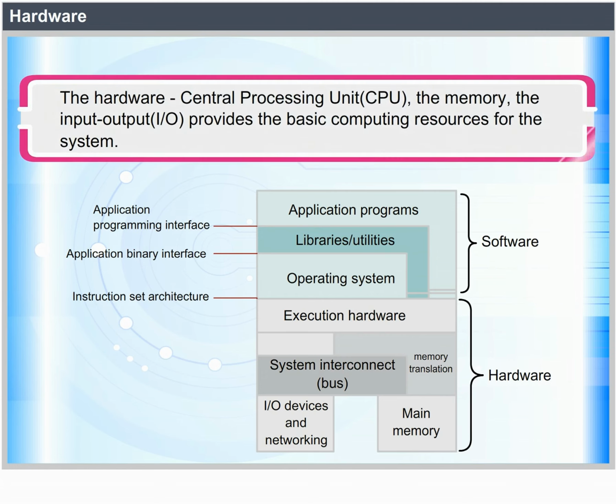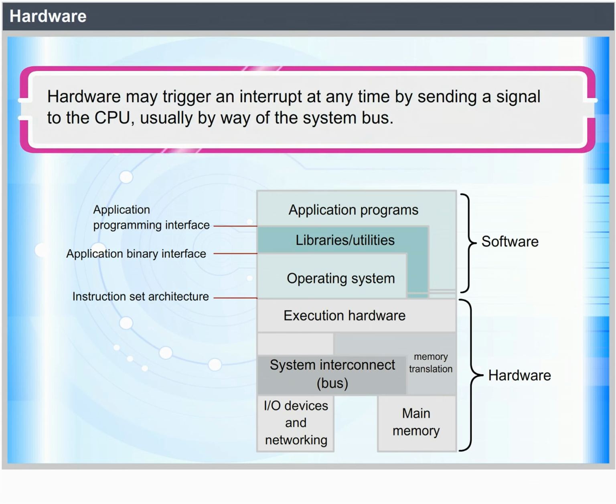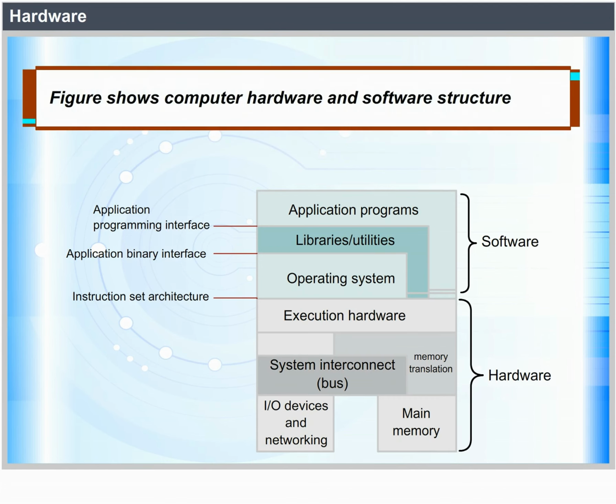The hardware, the central processing unit (CPU), the memory, and the input-output, that is I/O, provides the basic computing resources for the system. Hardware may trigger an interrupt at any time by sending a signal to the CPU, usually by way of the system bus. The figure shows computer hardware and software structures.